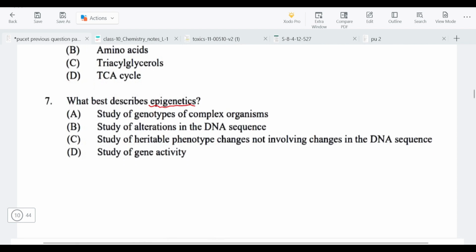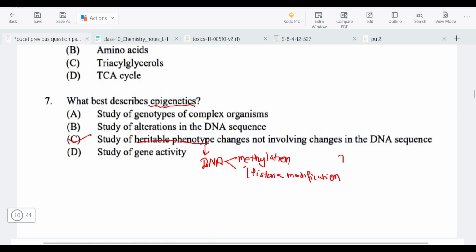Next question: which statement describes epigenetics? Now, what is epigenetics? The correct answer is C, study of heritable phenotype changes not involving changes in the DNA sequence. Actually, at the molecular level, it involves changes in DNA through methylation and histone modification.